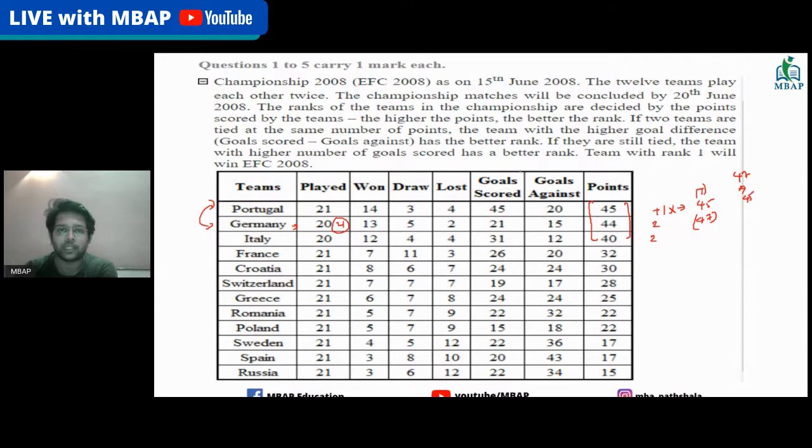So many of you will say that Germany will win the EFC club. But also look into one more data, which is Italy. For Italy also, 2 matches have been left. And if Italy wins both the matches, the points will still be 6 more, and the value will become 46. Dude, even if I do 2 positive for Italy, 47 will be more than 46.